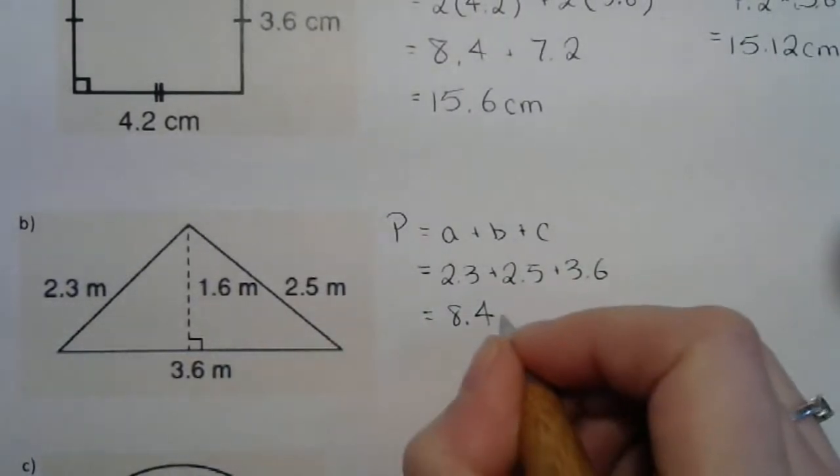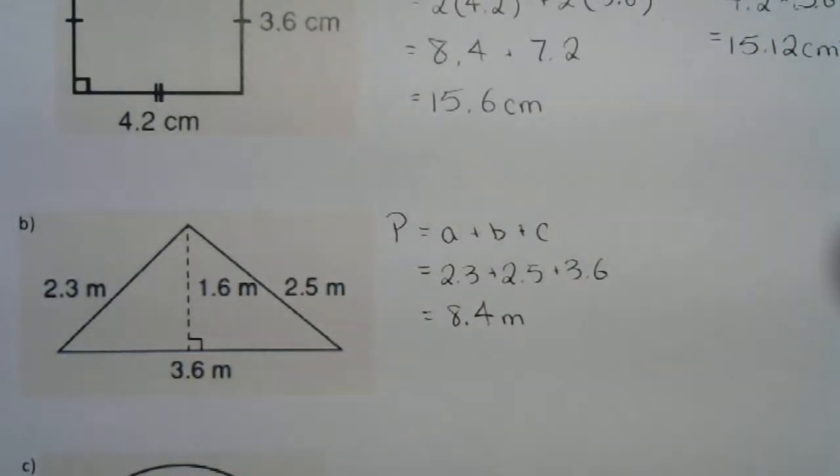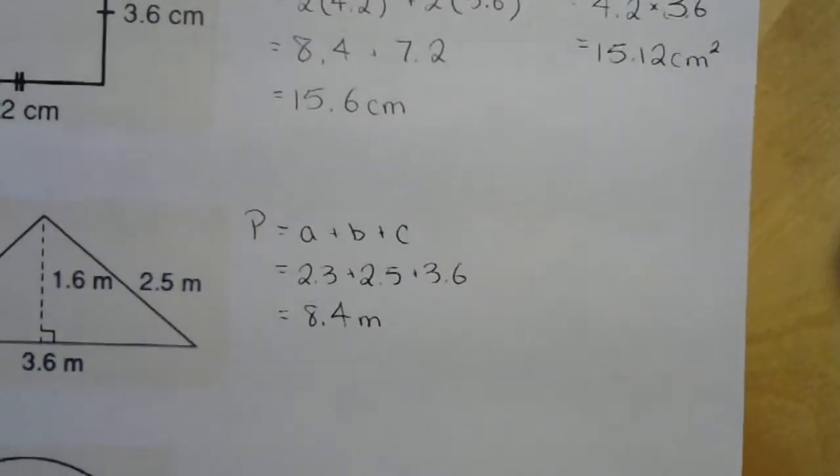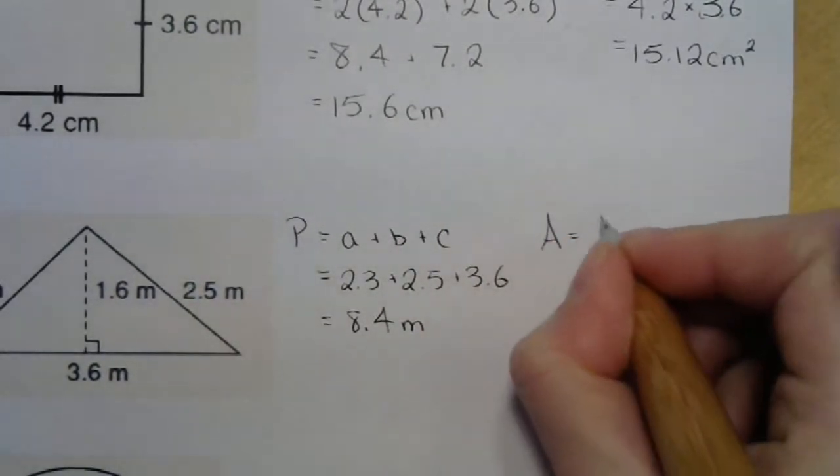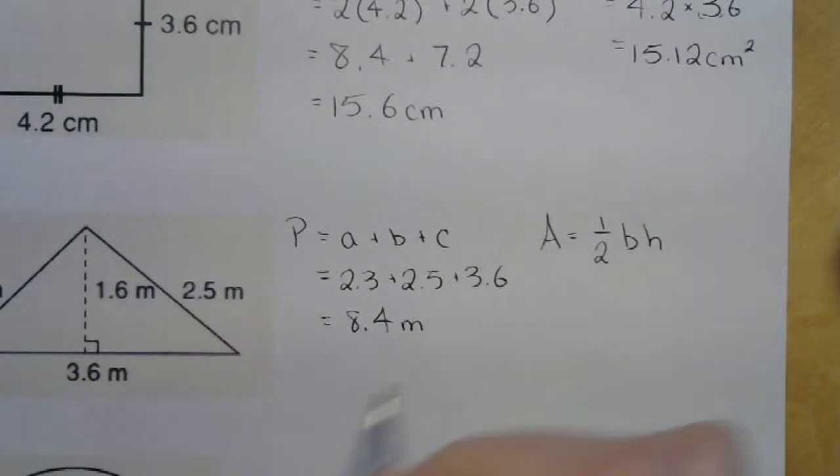And in this case we have meters. So be super careful with the problem that you're looking at. In this case, we have meters. Area of a triangle is always half the base times the height.